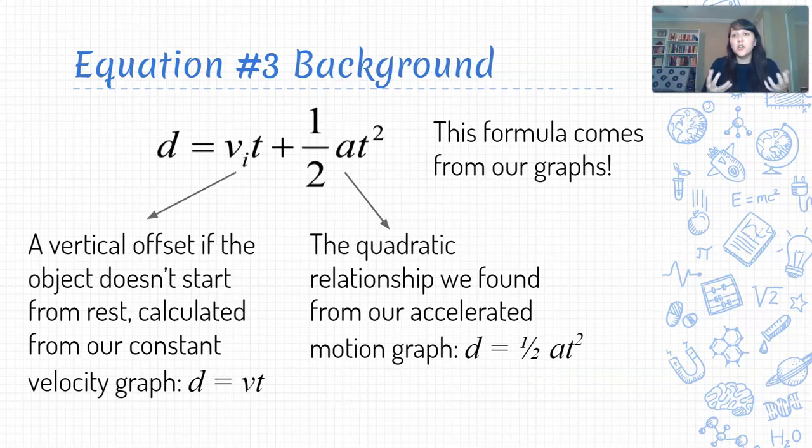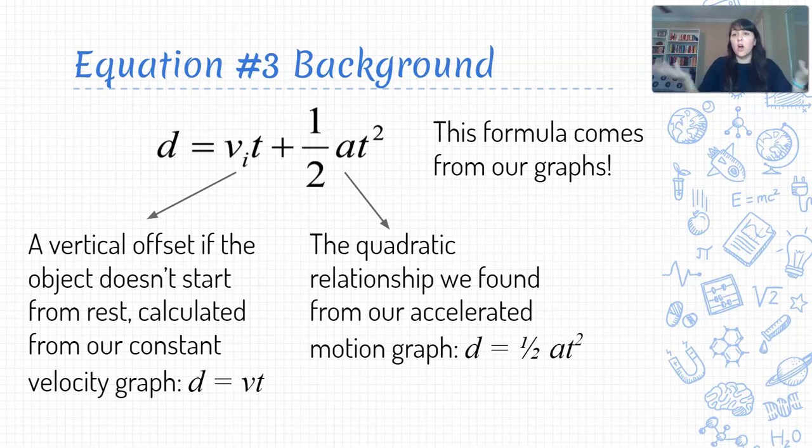Now our third equation should look a little bit familiar because we pulled this from our graph. That 1/2 at squared part came from our quadratic graph that we saw before. We had figured that out from the graph itself, from doing our data collection and applying our best fit line. Now there's a little extra term out in front because the whole d equals 1/2 at squared only really works if we're starting from rest. If we're not starting from rest, then our object has a little bit of an extra boost. It's going to get a little bit farther because it wasn't starting from zero. It started with a velocity already.